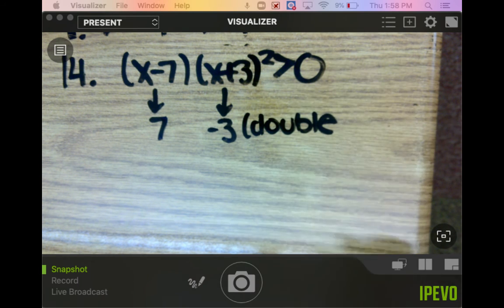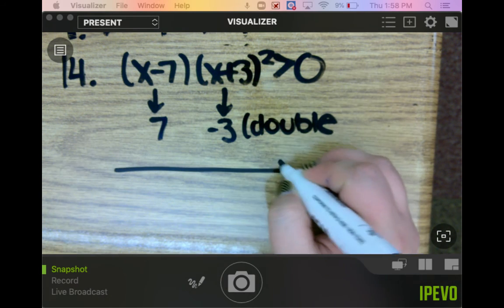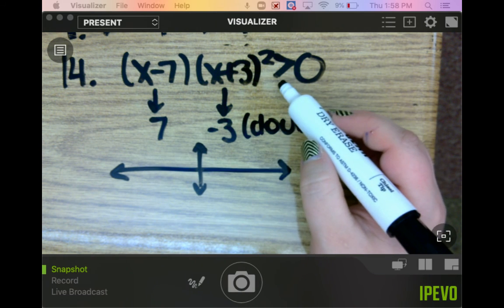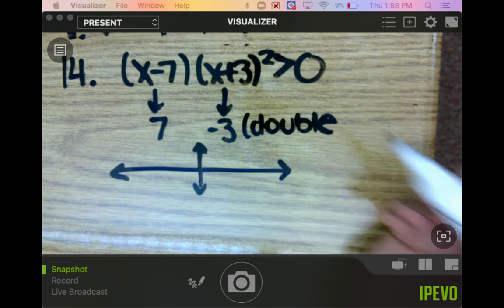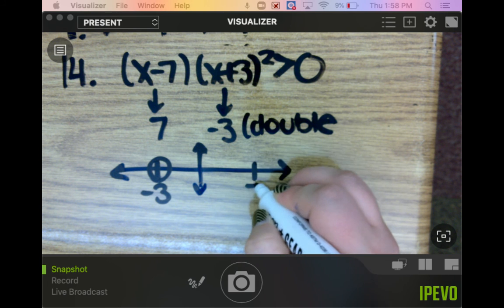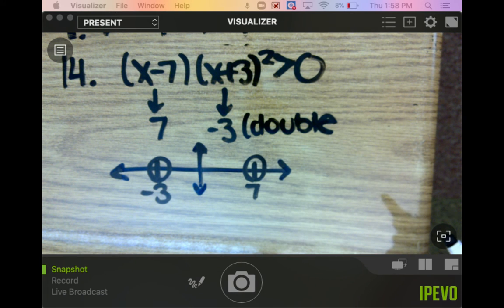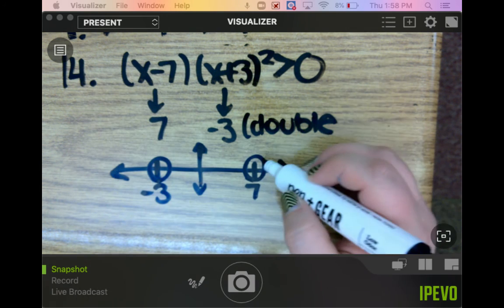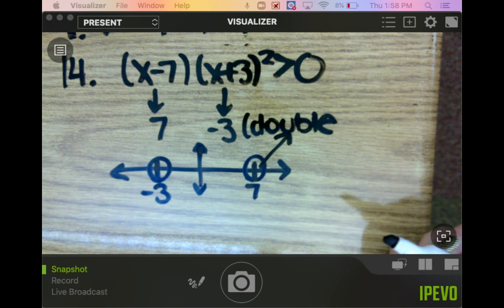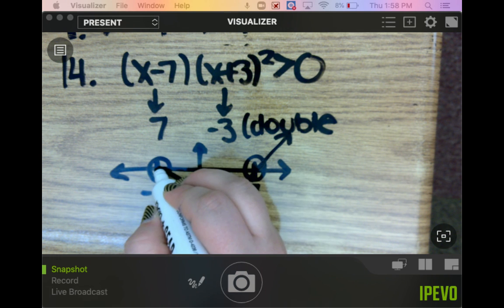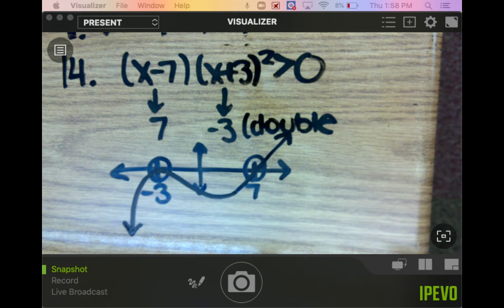So I'm going to draw my graph. This one is also not equals to. There's no little line underneath the inequality symbol. So you're going to draw open circles at -3 and 7. And then the right side, because there's no negative right here in front, is going to go up. It's going to go all the way through. And then when it gets to the -3, it's going to bounce and go back down.